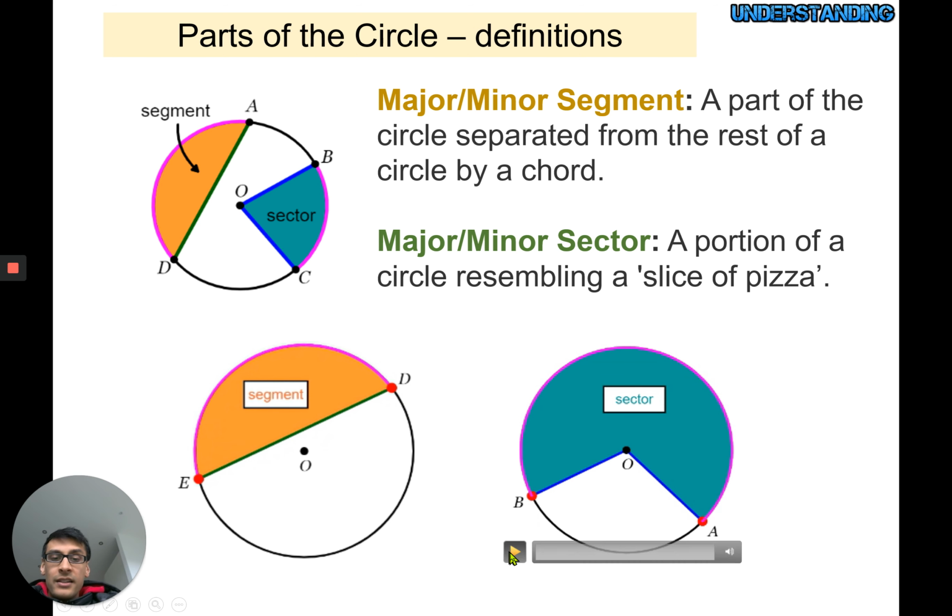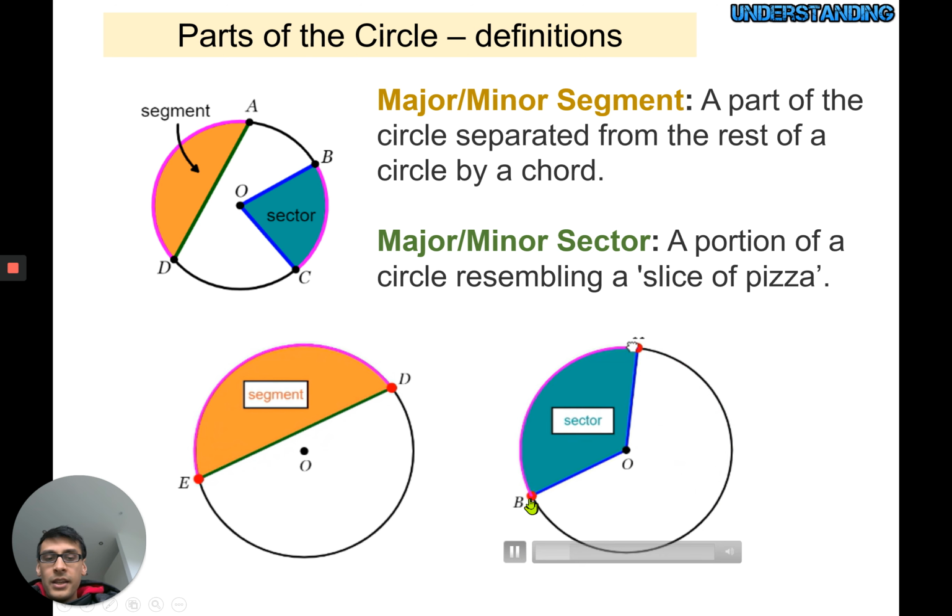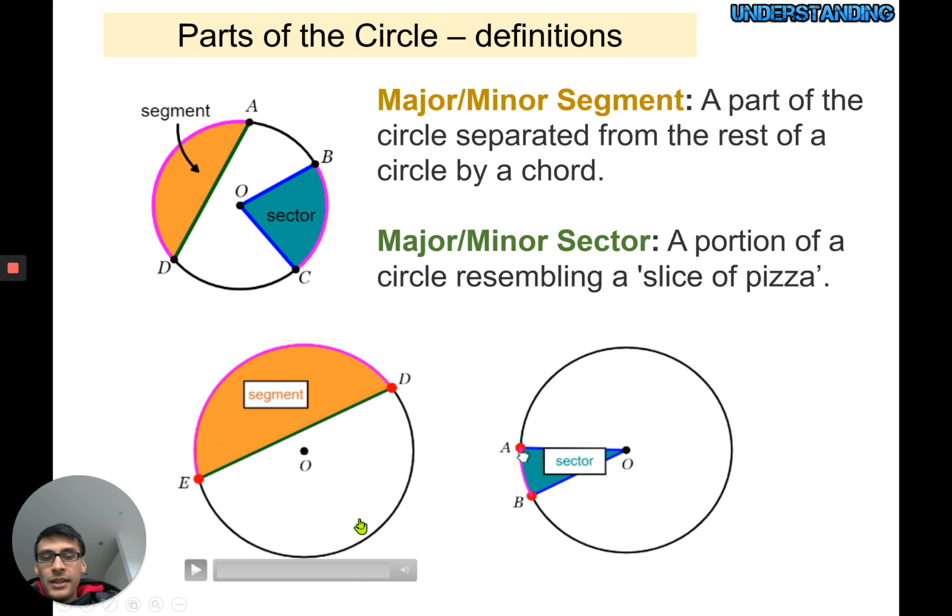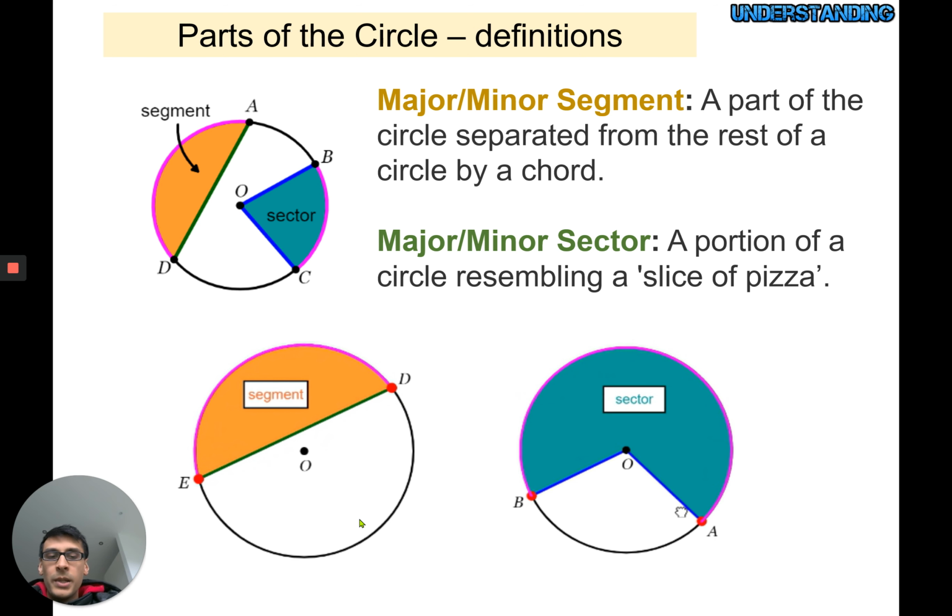And then for the sectors, they're separated by the radii. And you can see this is now a minor sector. And when it goes beyond 180 degrees, it becomes a major sector.